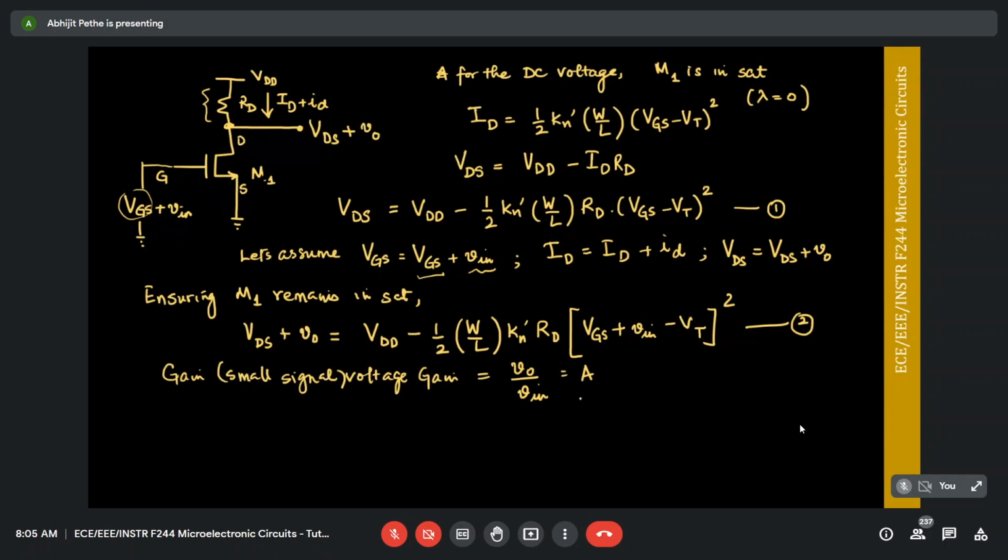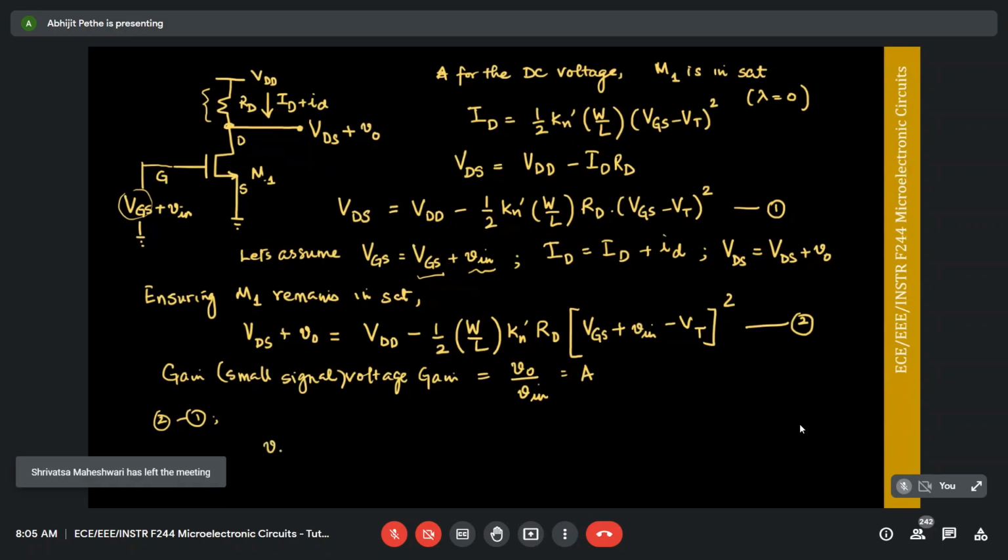I want to know if my input signal is 10 millivolts, what does my output fluctuation look like, right? So I want to find a relationship between V0 and Vin. So I need to eliminate all other terms from the circuit. So let's subtract 2 from 1. If I subtract 2 from 1, what do I get?